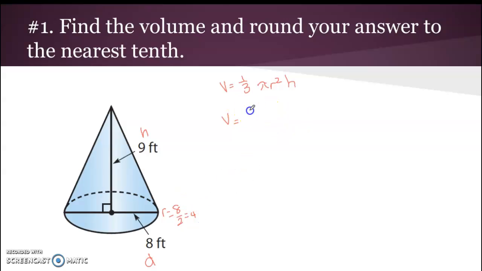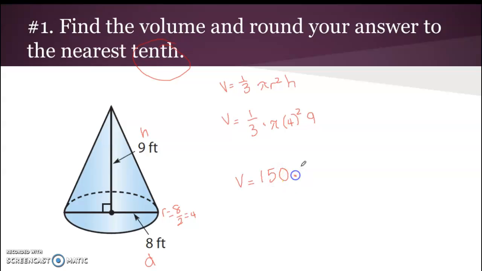Now I have all my information. Let me go ahead and substitute: 1/3 times pi times 4 squared times 9. Because I wanted to round it to the nearest tenth, when I put this in my calculator, I'm going to enter everything, 1/3 times pi times 4 squared times 9, and I'm going to write 2 decimals and then we'll round it together as a review.